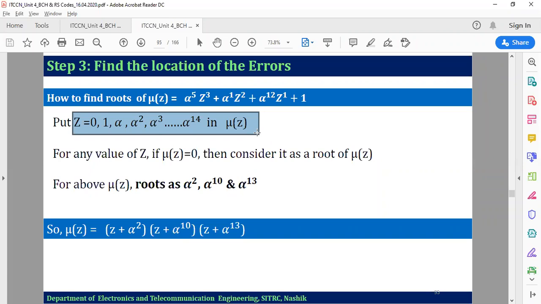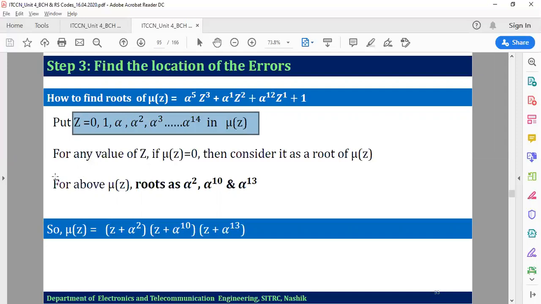So we'll replace each and every element in the given mu z starting from 0, 1, alpha, then alpha square, alpha cube up to alpha 14. And for any three values of these elements, by replacing these values in mu z, you will have mu z equal to 0. So for any three values where mu z comes as 0, those three values will be considered as the roots of mu z. Okay. So this is a lengthy procedure. I don't want you to do this procedure right now.